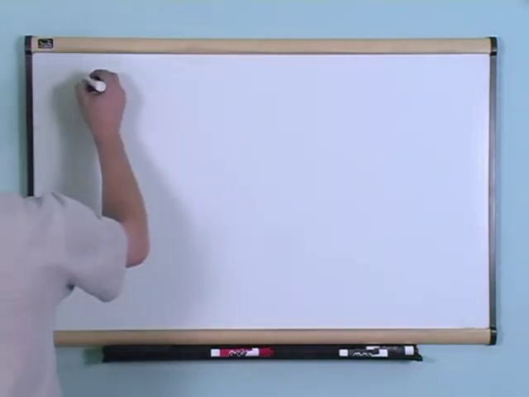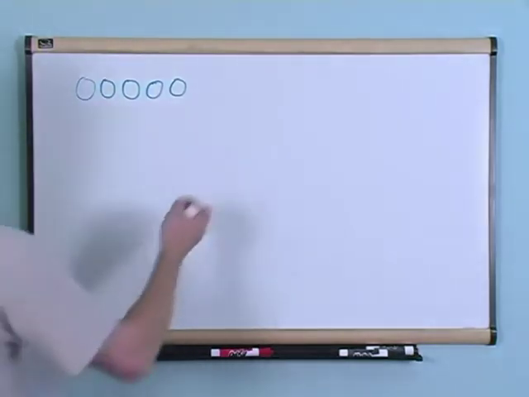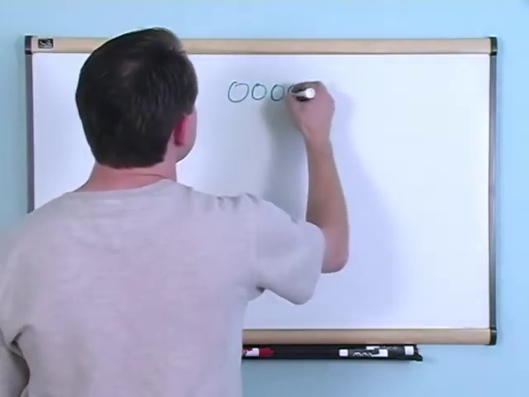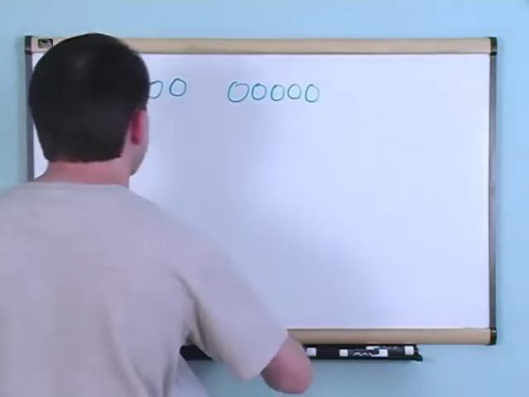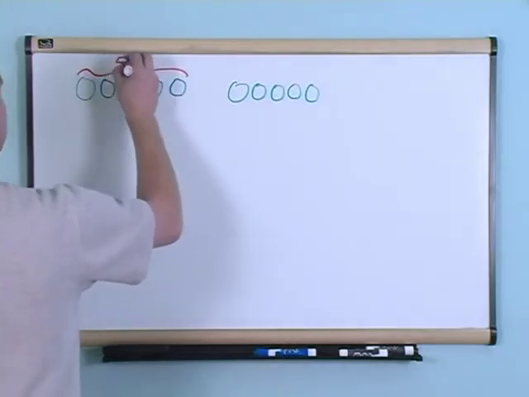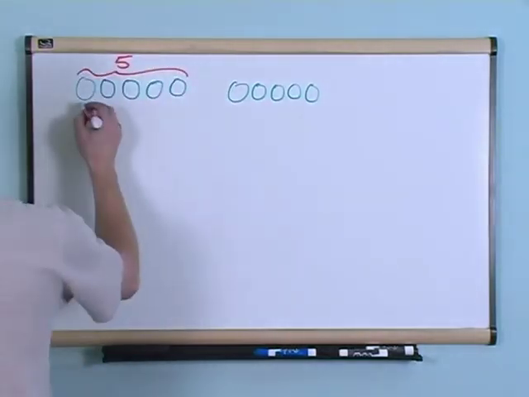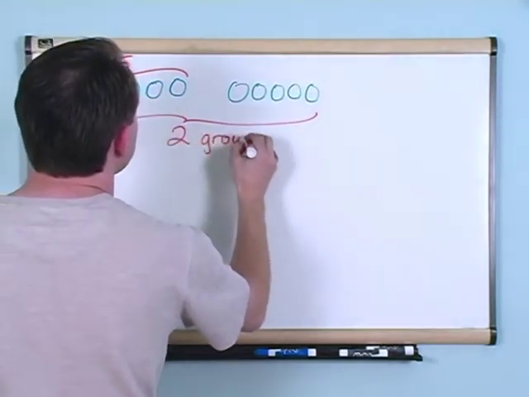What if we have 1, 2, 3, 4, 5 balls, okay? And I have 1, 2, 3, 4, 5, another 5 balls, okay? Well, right here I know I have 5 balls, okay? And here I know I have 2 groups, okay?